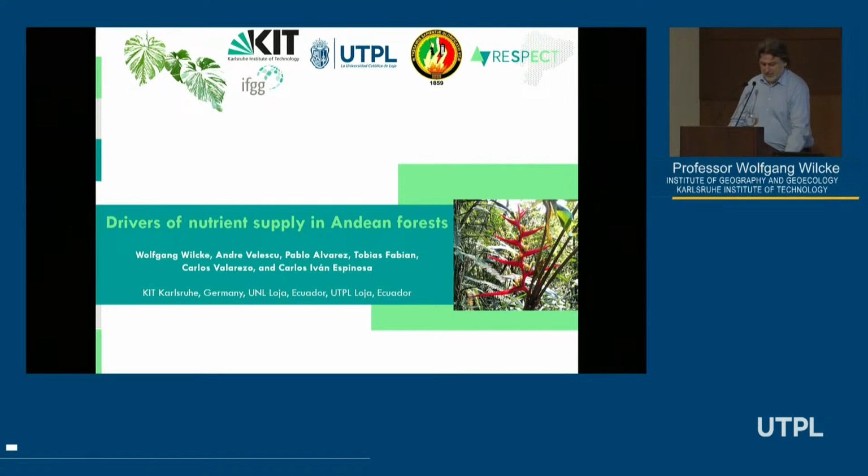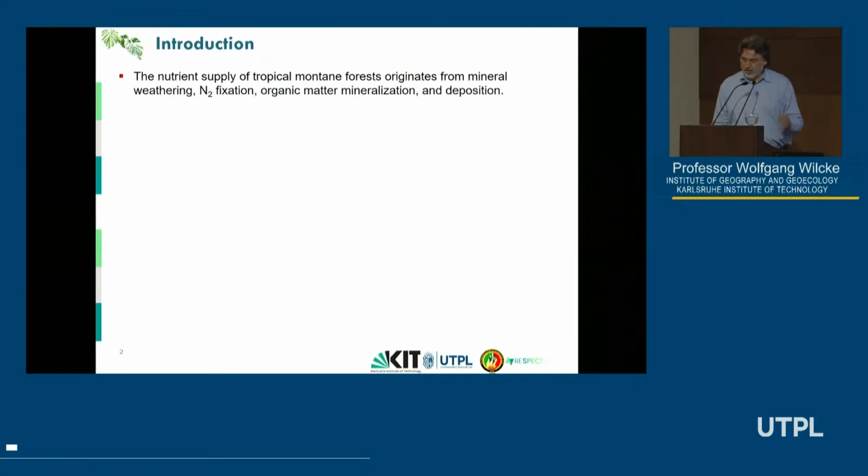Therefore, if you want to understand global change effects in our study forests, we need to know which of the usually 4 nutrient supply processes are relevant. All ecosystems, including our tropical montane forests, receive nutrients by mineral weathering, nitrogen fixation, a biological process that reduces atmospheric nitrogen, organic matter mineralization, a process that releases inorganic nitrogen, ammonium and nitrate, from the organic matter, and deposition from the atmosphere, input from the atmosphere.